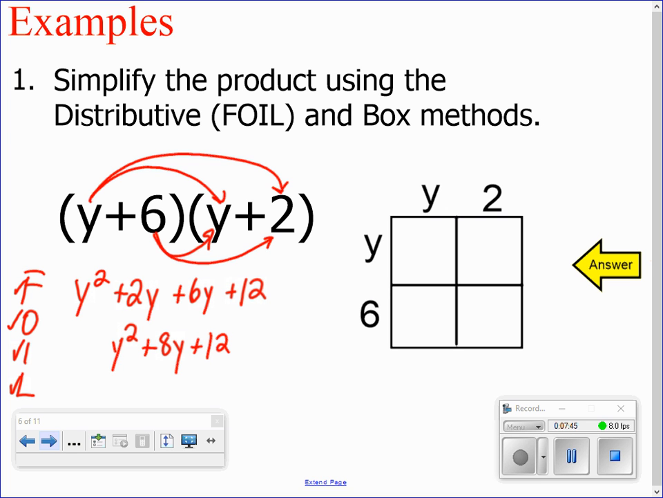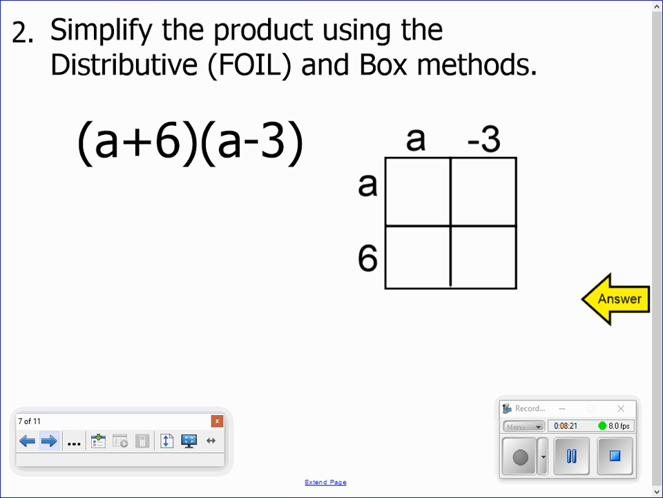Just look at the method that makes the most sense. Again, I would make sure that you know all three, just so that you have backup plans in place. Box method, again, multiply the columns by the rows. Y times y, y squared. 2y, 6y, and 12. And then combine the diagonal. So no diagonal here, that's y squared. 6y and 2y combines to 8y. And 12 is by itself. So again, you end up with the same thing no matter which method you decide to use.